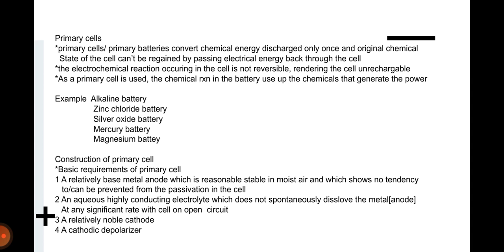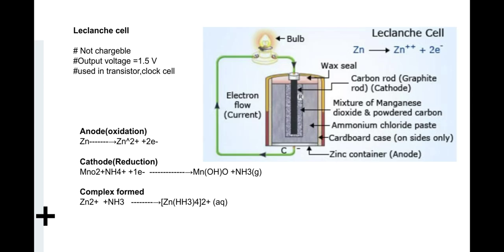Construction is very simple. There will be a metal anode that is stable towards moisture and air, with a tendency to be passivated in the cell, and the aqueous electrolyte will be highly conductive. A relatively noble cathode will be placed, and a cathodic depolarizer is used. Leclanché's cell is a primary battery and non-chargeable. Here the output is only 1.5 volts and it is used in transistors and clocks.